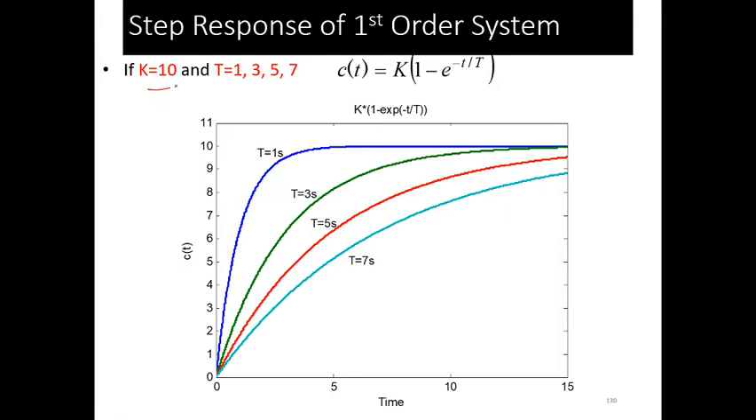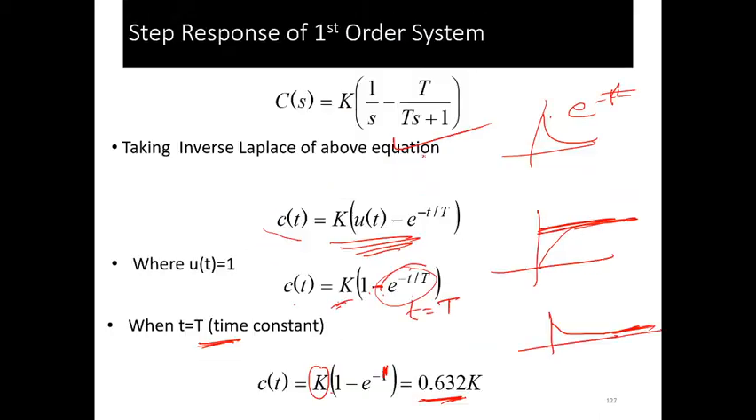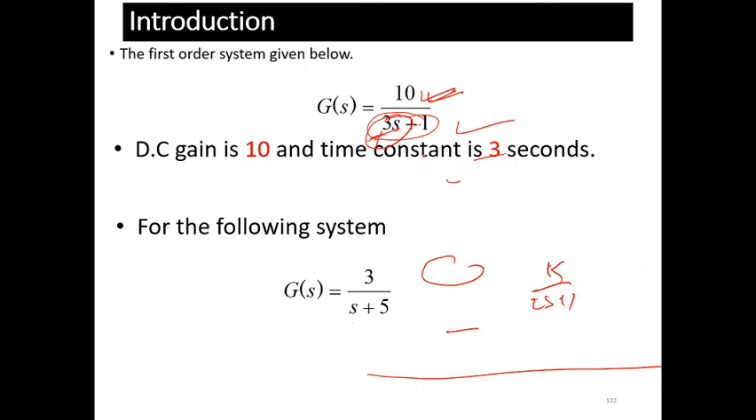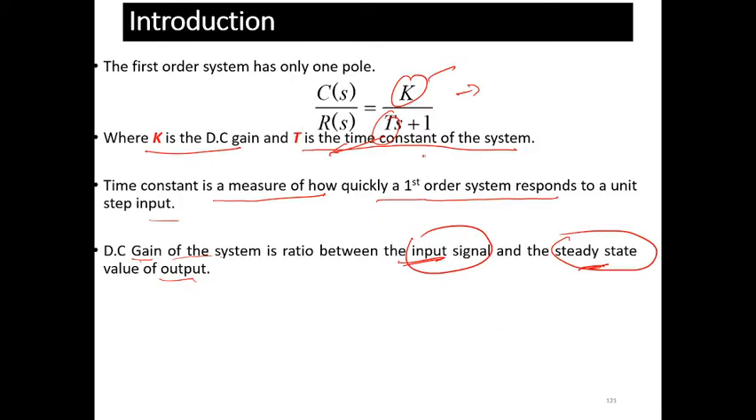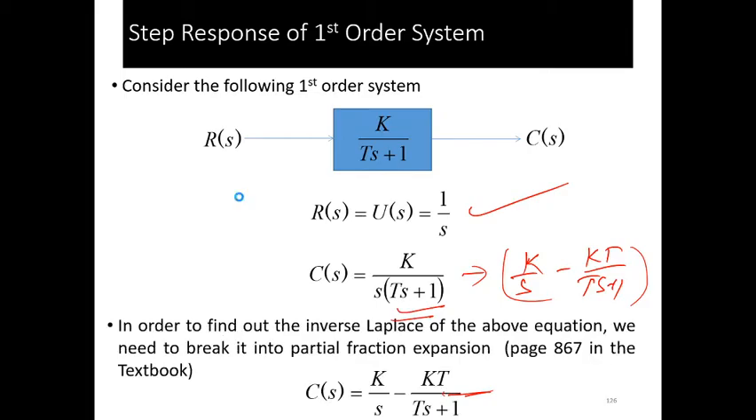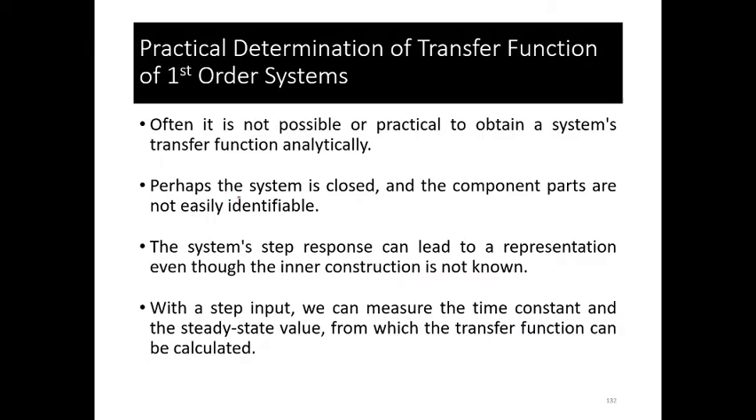Now see the response, with K equal to 10. When the time constant increases, 1, 3, 5, 7, your response is going to be delayed. Your response is slower. Yes or no? You can see here, when the time constant increases. As I have already told you, the time constant tells how quick the response is. Time constant measures how quickly a first order system responds. It is very important. So for a quick response, it is necessary to have a smaller value of the time constant.